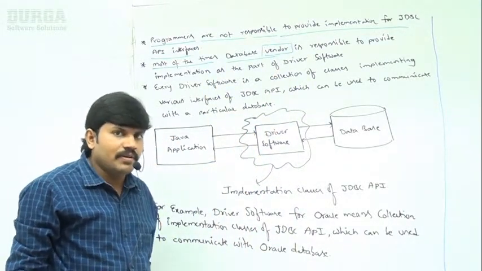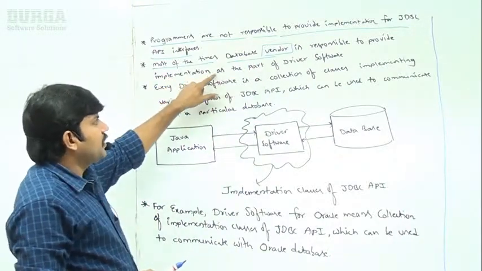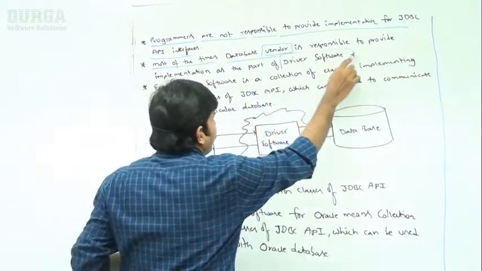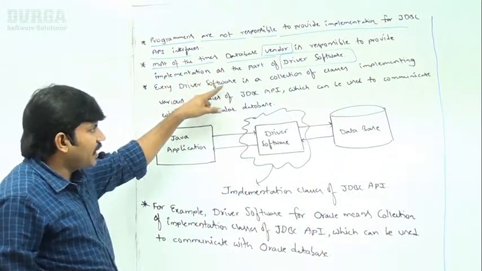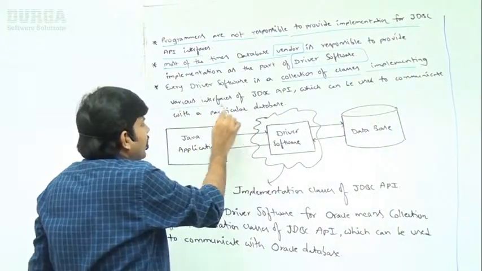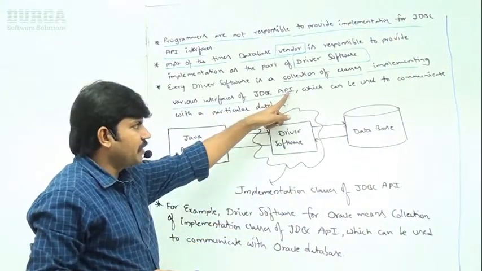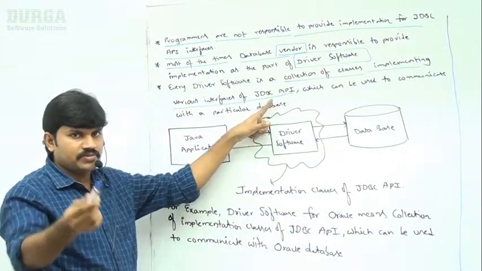Who is the owner of the database? That person is responsible to provide the implementation, as part of the driver software. Sir, now it's very clear. Every driver software is a collection of classes implementing various interfaces of the JDBC API, which can be used to communicate with a particular database. Very simple.